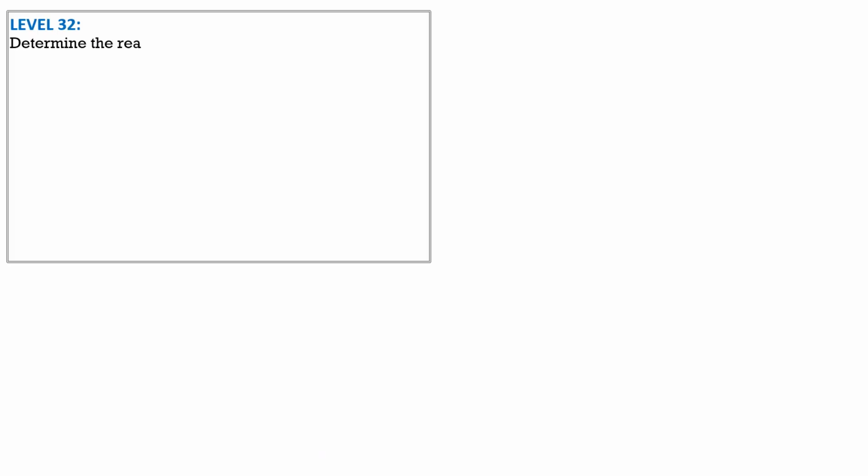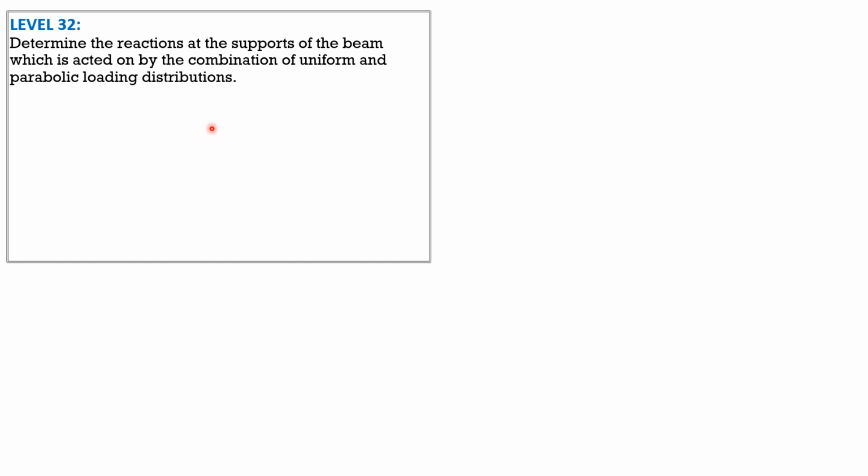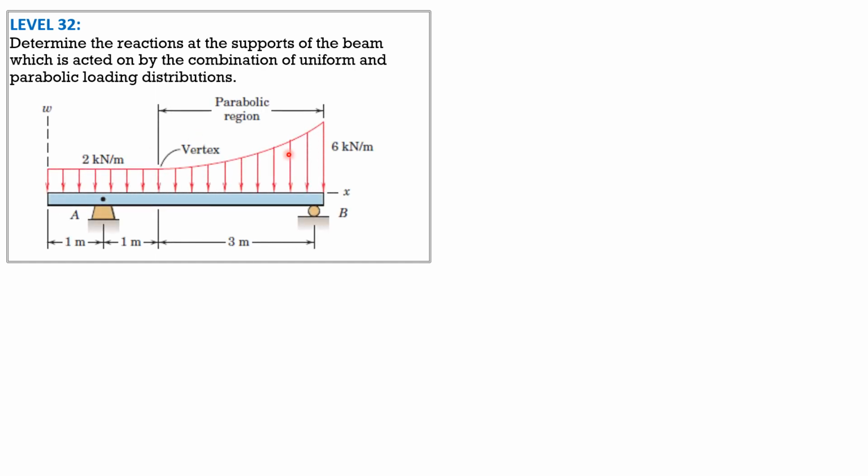Level 32, determine the reactions at the supports of the beam which is acted on by the combinations of uniform and parabolic loading distributions. So here's the given figure. For the solution, let's divide the loadings into rectangular as shown and parabolic loadings. Then we will call the equivalent loading for this rectangular distribution as F1. Distance from either end is half of 5, so 2.5. Since this is already 1, so that's 1.5 meters, then 2.5 from B as shown.